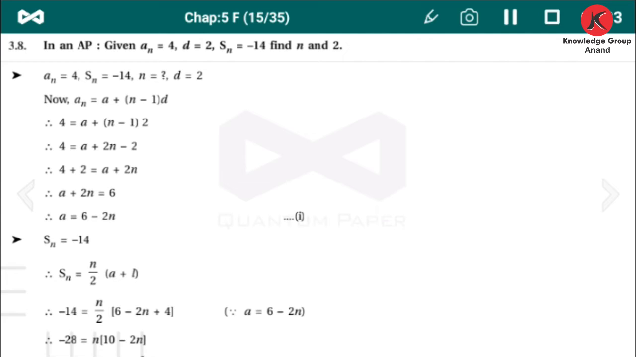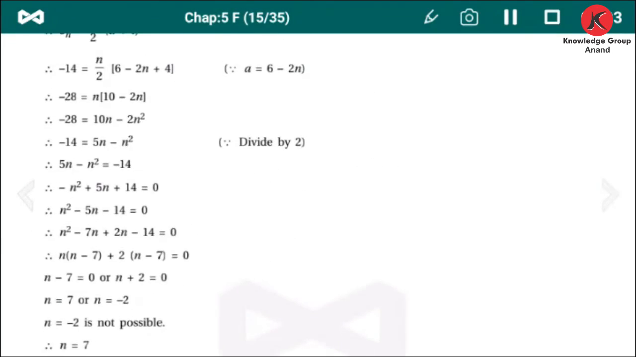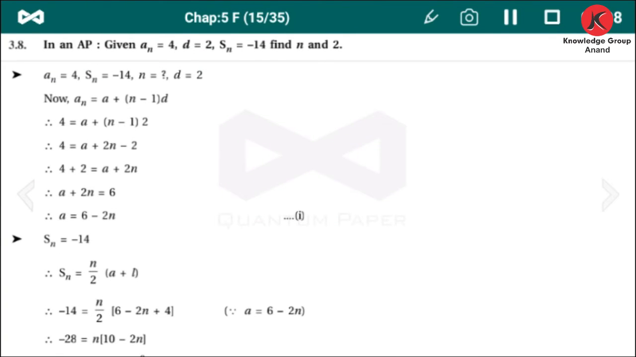Now question number 3, number 8. In an AP, given n is equal to 4, d is equal to 2, Sn is equal to minus 14, find n and a. Due to a printing mistake, it is not 2, it is a. Now find n and a.